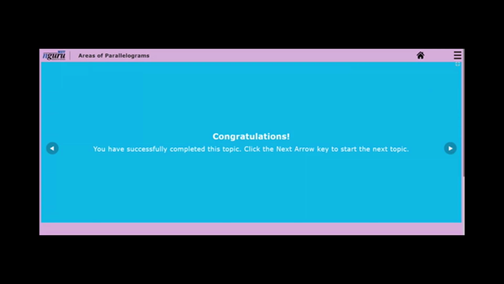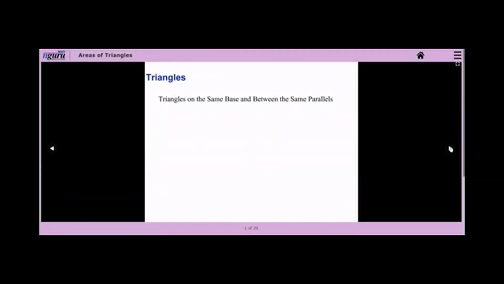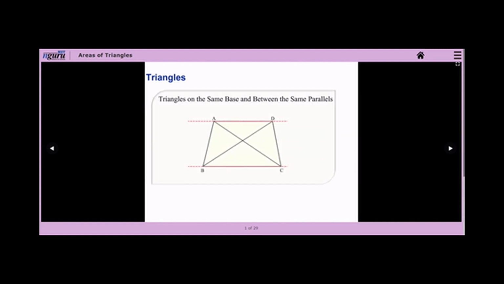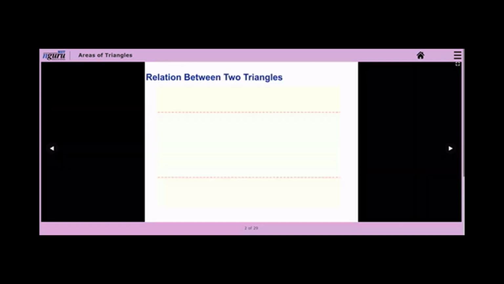So let us see what they have got in the next topic. Recall that two figures are said to be on the same base and between the same parallels if they have the common base and the vertices opposite to the common base of each figure lie on a line parallel to the base. Here we have two triangles, ABC and DBC. These lie on the same base BC and between the same parallels, AD and BC. Let's find the relationship between two triangles that lie on the same base and between the same parallels.